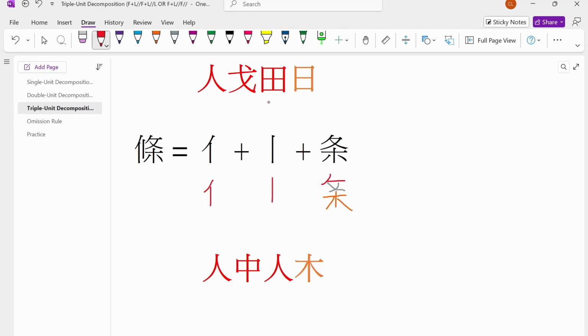The character Tiu is similar to the previous example. The second unit is a line, which is represented by only 1 radical. So we take the first unit, the second unit, then the first and last radical of the third unit, and our code becomes Yan Zhong Yan Mo.